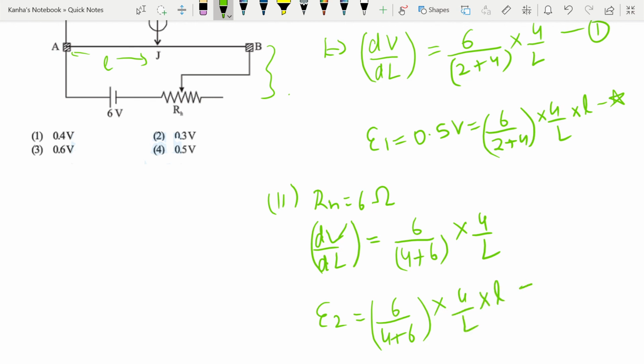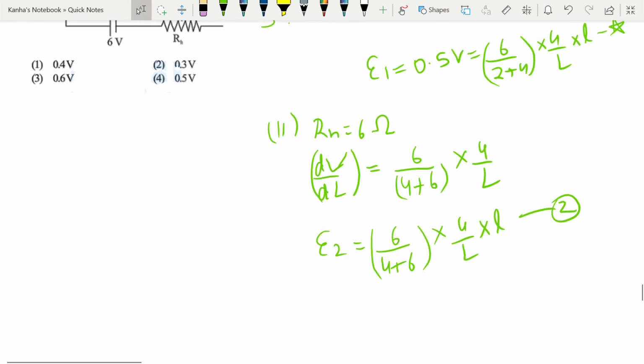So we got two equations. If you just divide these two equations, what do you get? You get 0.5 divided by epsilon 2 is equal to 10 divided by 6, which implies epsilon 2 is nothing but 0.5.